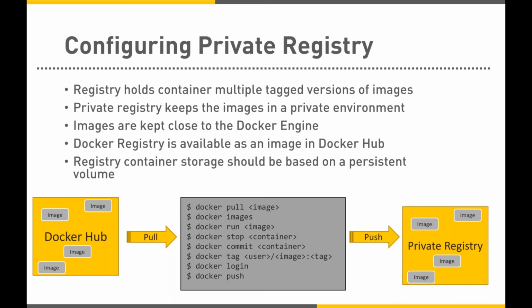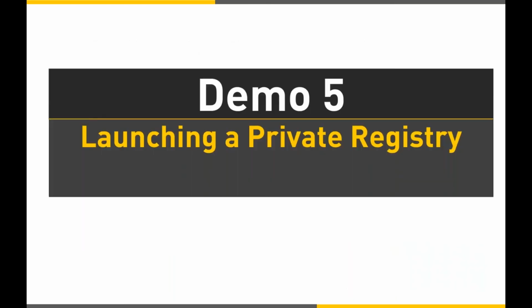So the workflow that we follow here is straightforward. We pull a base image from Docker Hub, we run it, we then modify it, we commit that, and finally, instead of actually doing a Docker Hub push, we'll tag the image with the local private registry URL instead of the username of Docker Hub, and then we'll do a Docker push. So these steps are very similar to what we have done earlier, except that we'll target our private registry. So let's learn how to launch a private registry and push images into it.